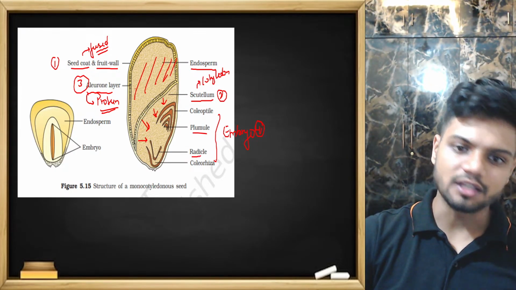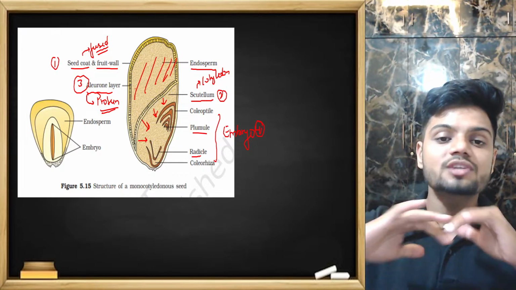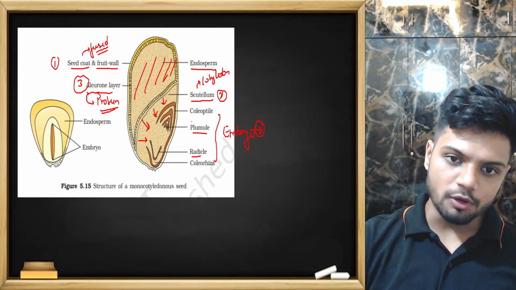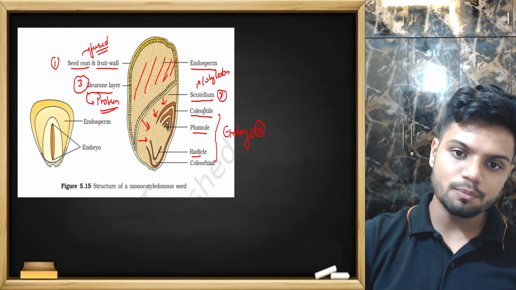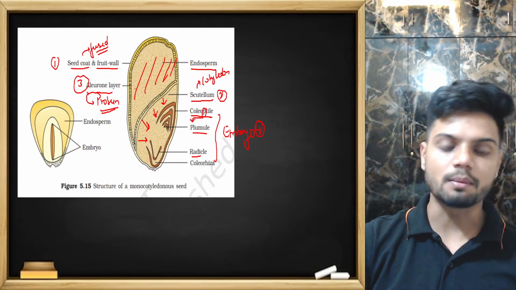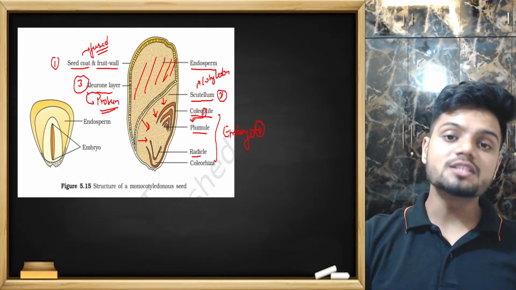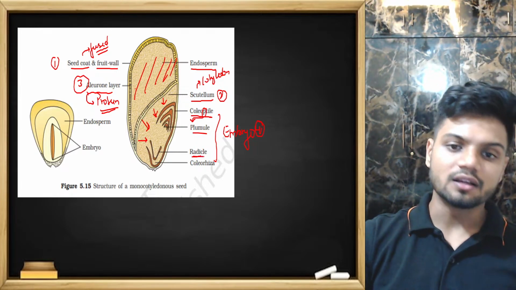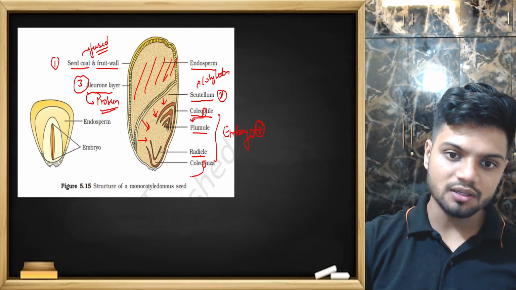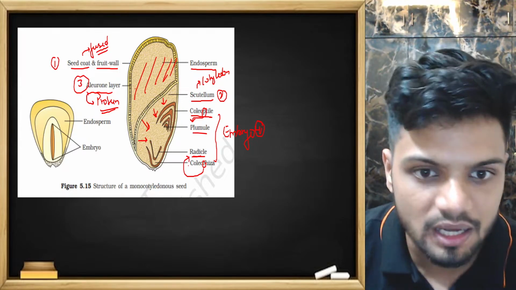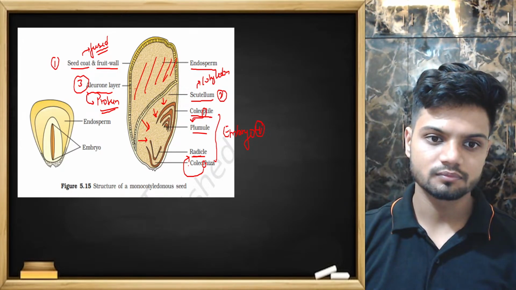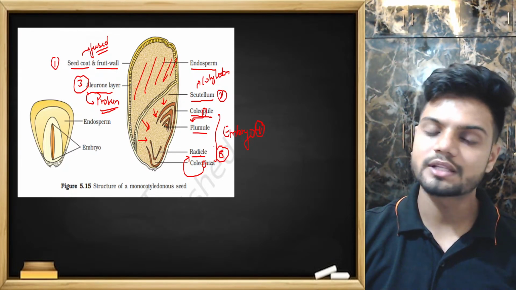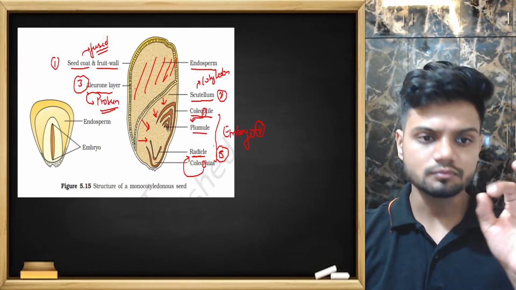The plumule and radicle have an extra covering around them for protection. For example, P for plumule, P for coleoptile. That's how you can remember it. The coleoptile is a protective layer for the plumule. Now the radicle: R for radicle, R for coleorhiza. The coleorhiza protects the radicle. Clear, all of you? That is the fifth point. That's your entire monocot seed.